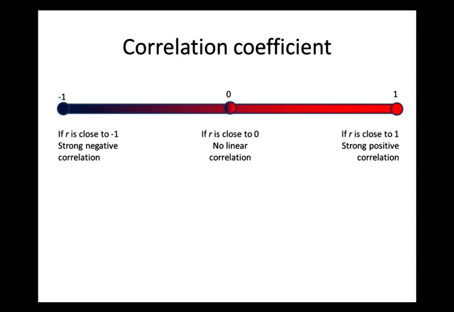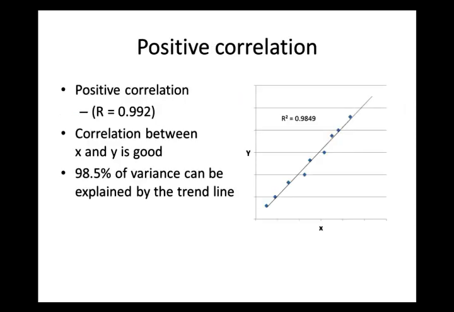So let's have a look at some examples. This first example is an example of a positive correlation. So we've got our values x and y plotted, and we've got the linear regression line shown. So in this case we have a positive correlation. R equals 0.992, and that tells us that that's close to 1, so the correlation between x and y is good.